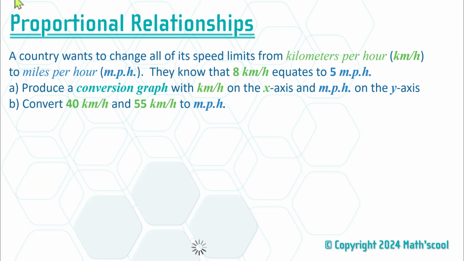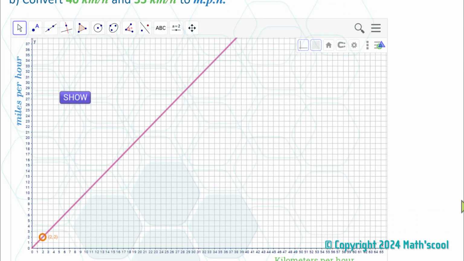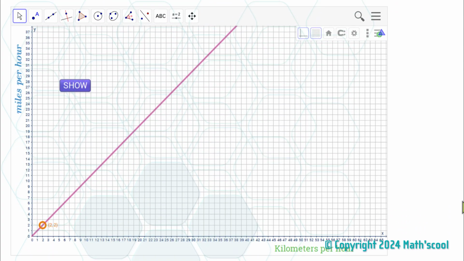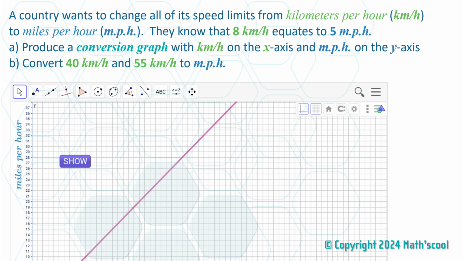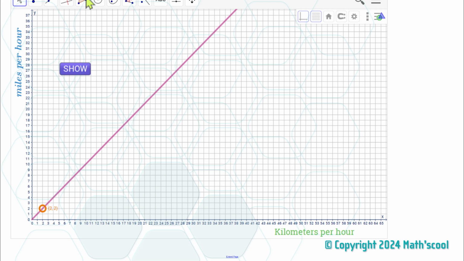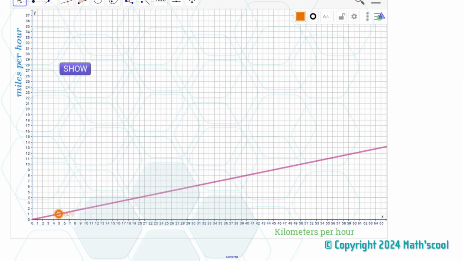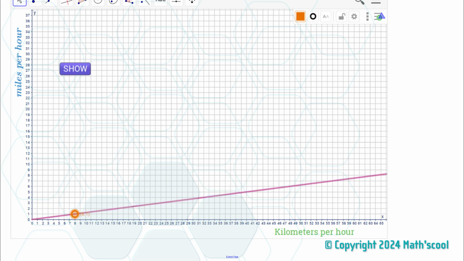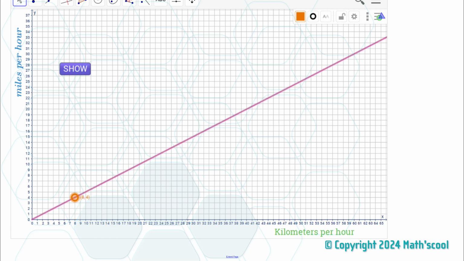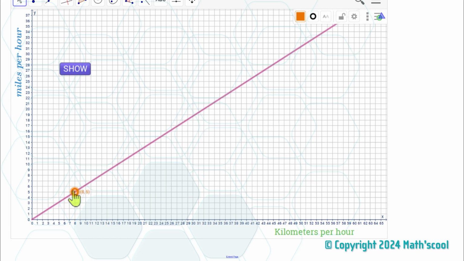Okay, so when we draw our graph for this, we know that it's going to go through the origin. And the other piece of information they tell me, which I'm going to use to get my graph right, is 8 kilometers per hour means 5 miles an hour. So on my x-axis, let's move to 8, and that equates to 5 on my y-axis. Okay, so there's 8 and 5, and then it's gone through the origin. I've drawn it going through the origin.